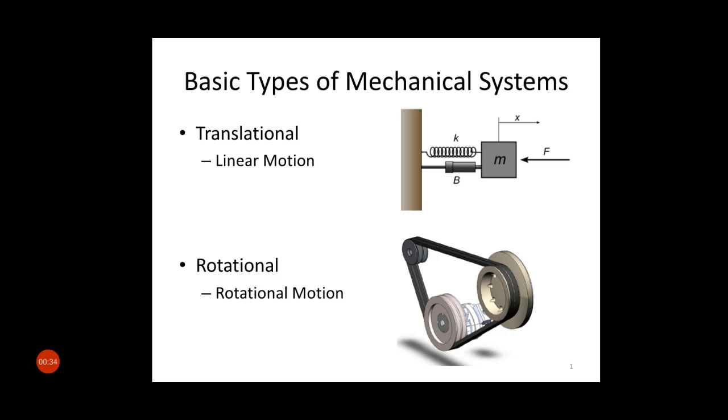The translational mechanical system is related to force and translational motion, and the rotational mechanical system is related to torque and angular motion. So, to find the mathematical model of a mechanical system, we have to apply Newton's laws of motion. Based on type of motion, mechanical systems are classified into two types.